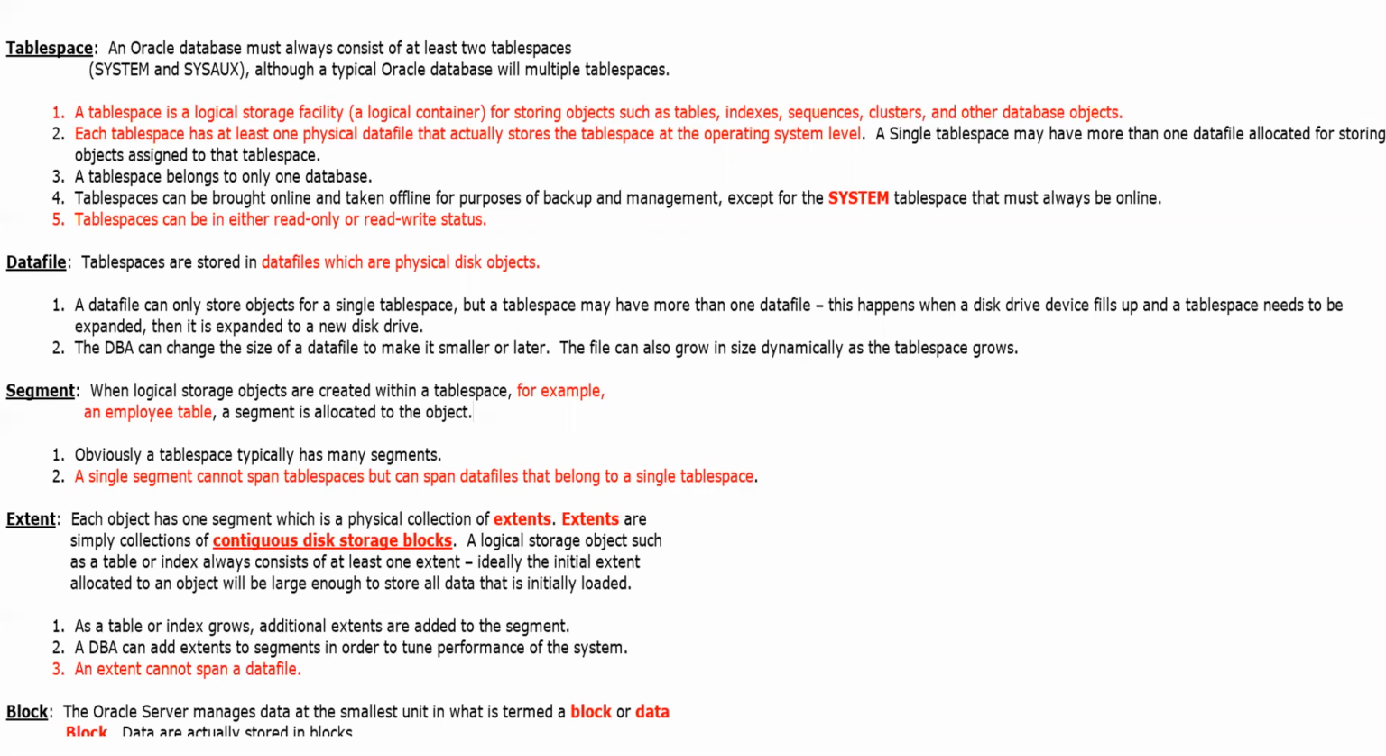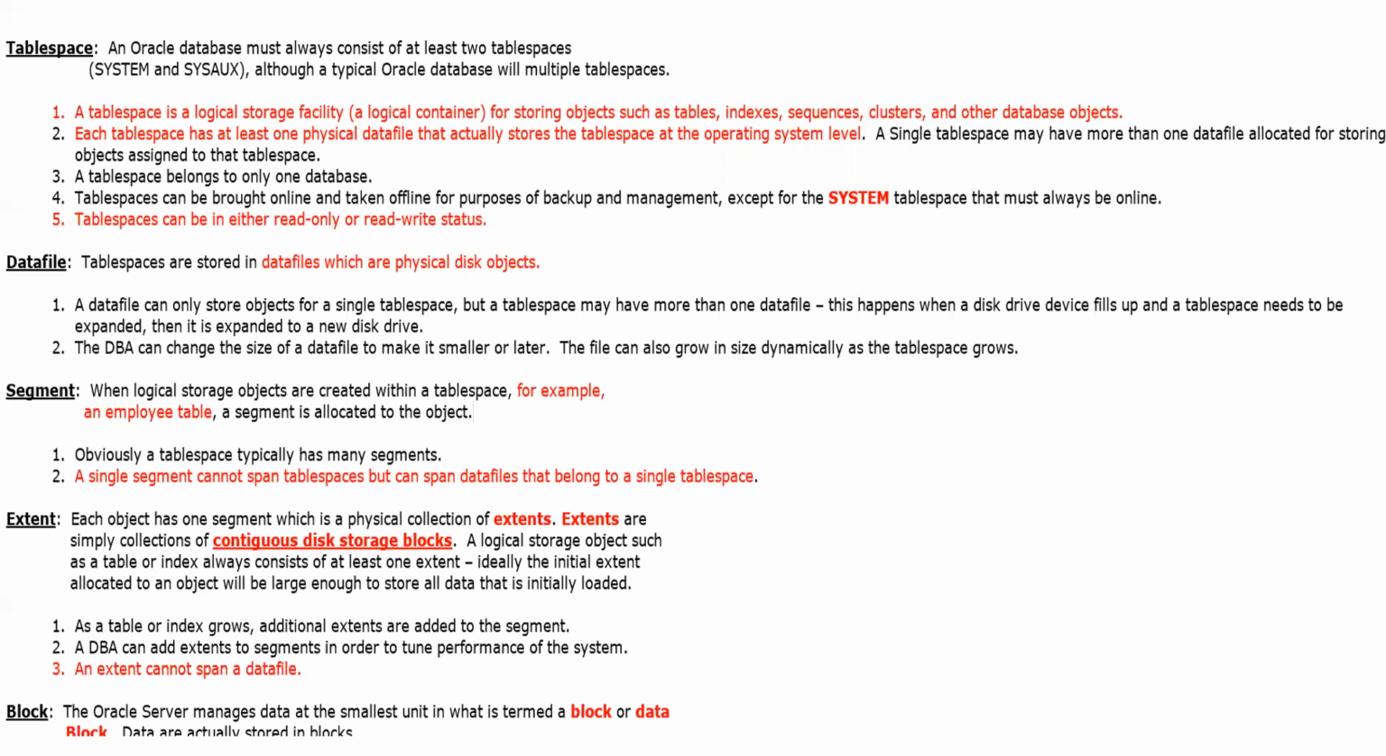Now coming to the data files, tablespaces are stored in data files which are physical disk files. A data file can only store objects for a single tablespace, but a tablespace may have more than one data file. A tablespace can have around 100 data files as well. The size is a limiting factor here, depending on what type of OS you are using, because in the Linux version, I don't think you can have more than 32 GB of a single data file. But a single data file cannot be configured for two different tablespaces. It will always belong to one tablespace.